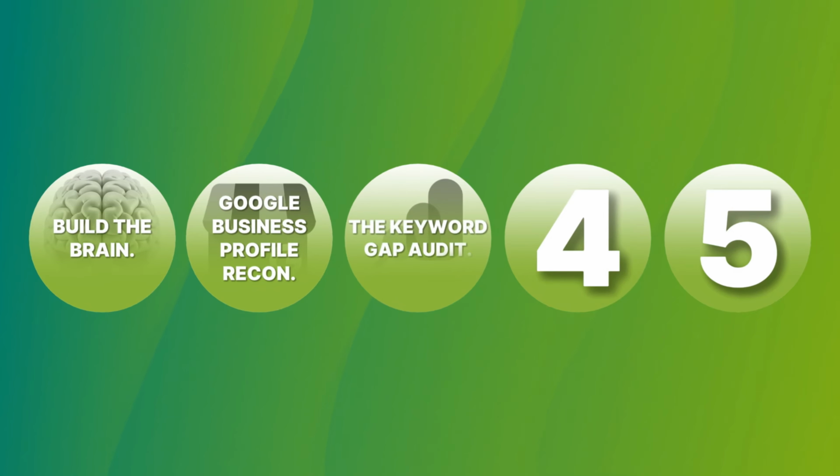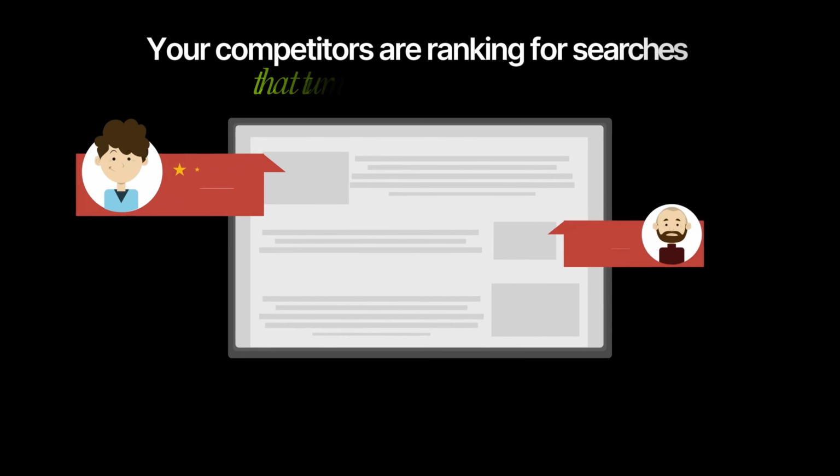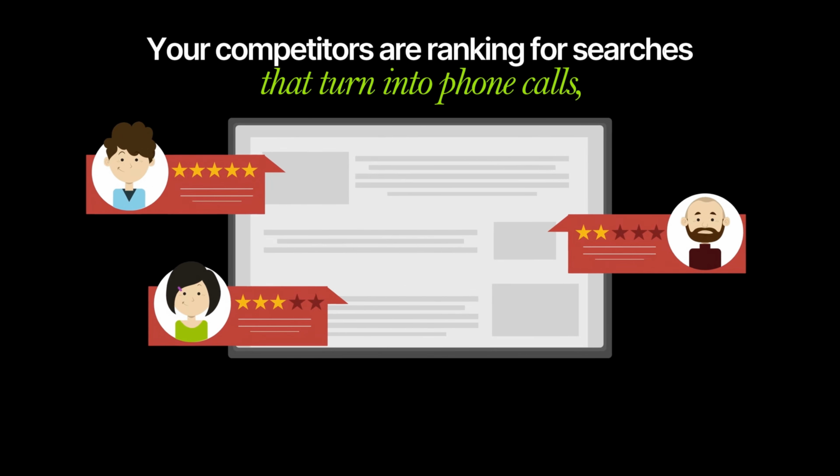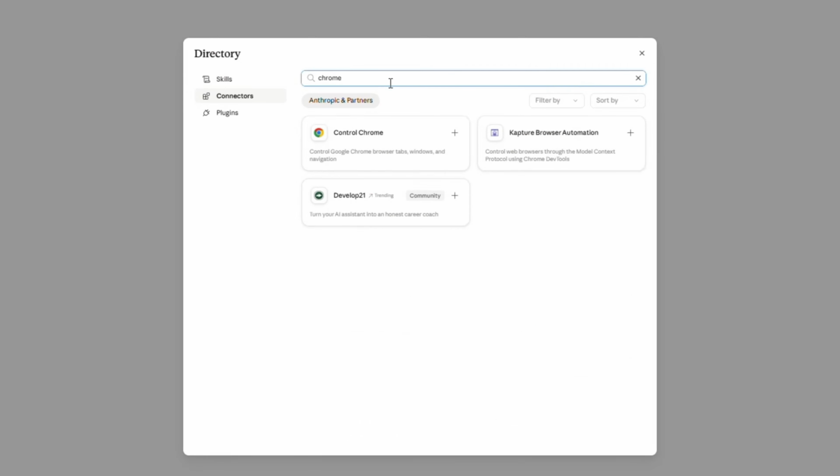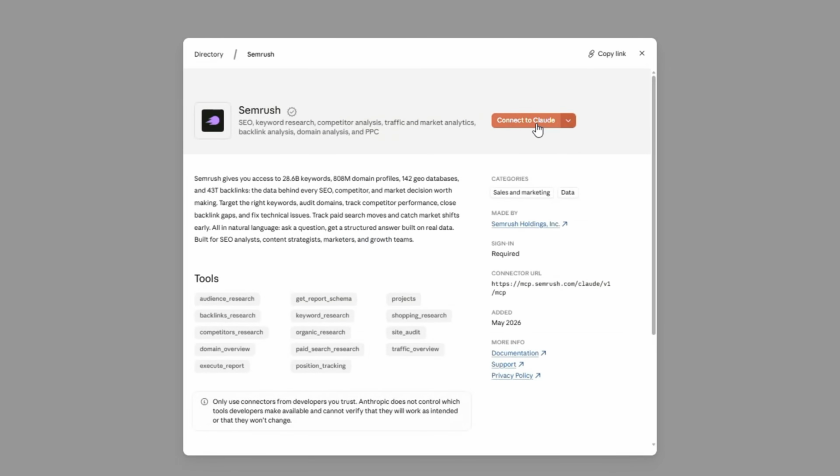Step 3. The keyword gap audit. Your competitors are ranking for searches that turn into phone calls, and you almost certainly do not know which ones. We give Claude Cowork access to Chrome and an SEO tool you are logged into, Ahrefs or SEMrush, and point it at your top competitors.